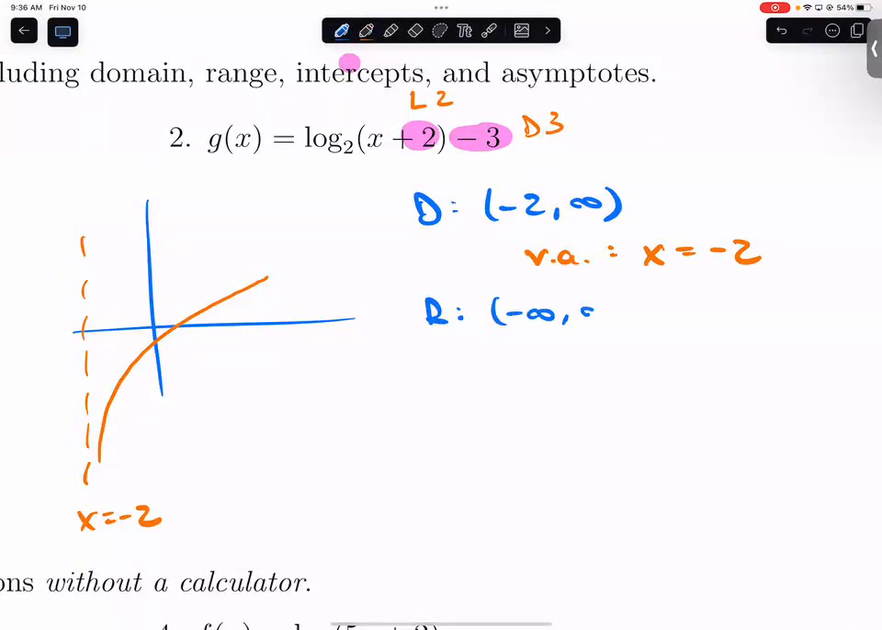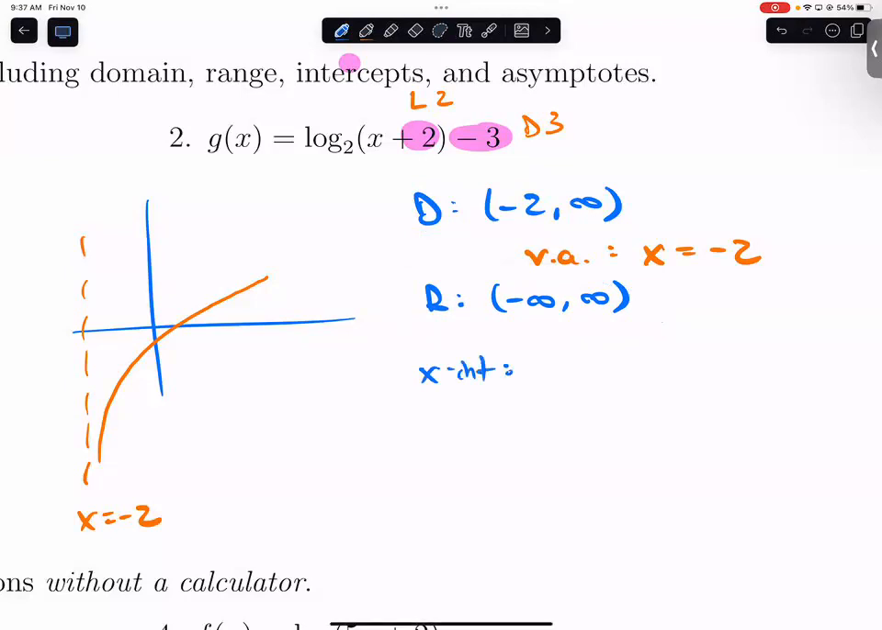Yep. It was everything to begin with. You moved it down a little bit. Who cares, right? It's still defined everywhere. The range is still everything. Okay. The intercepts. The intercepts we have to work out a little bit. These things I can kind of get by just looking at it and thinking about the transformations. The intercepts I need to actually go find.